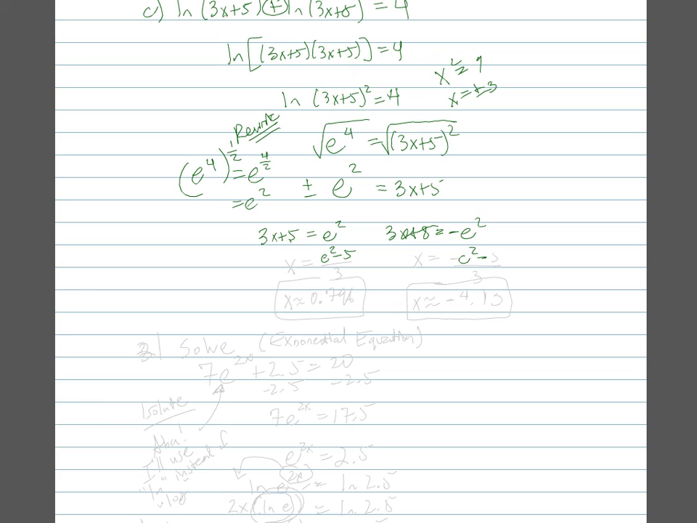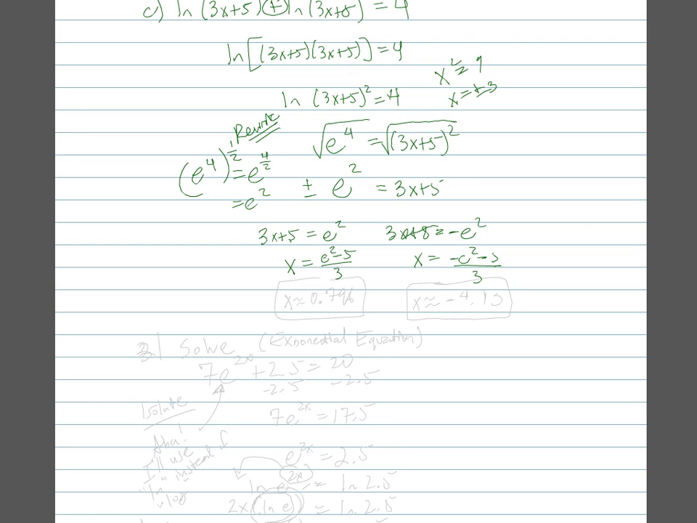So over here, we're just going to subtract 5 and divide by 3. So x equals e squared minus 5, divided by 3. And over here, we subtract 5, divide by 3, so x equals negative e squared minus 5 over 3. And if you don't have a calculator, that's what you would leave it as. Since we do, let's go ahead and find this out.